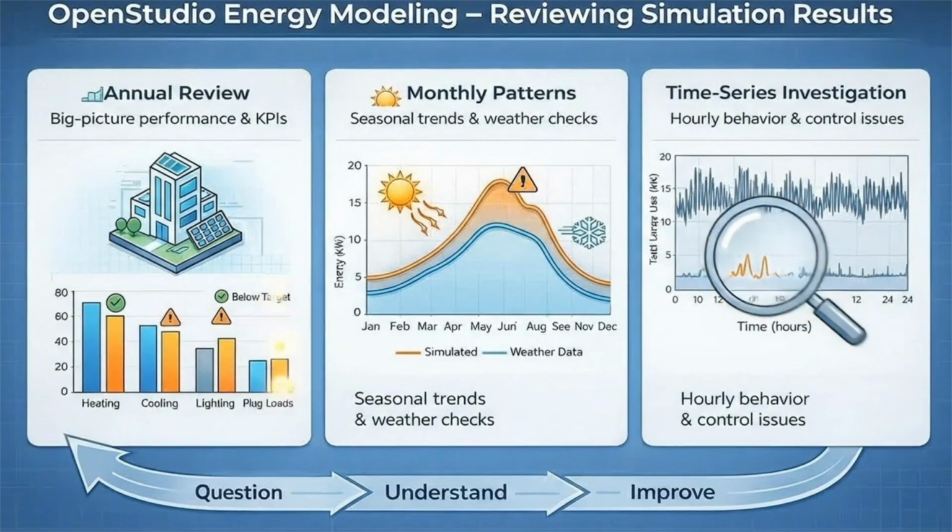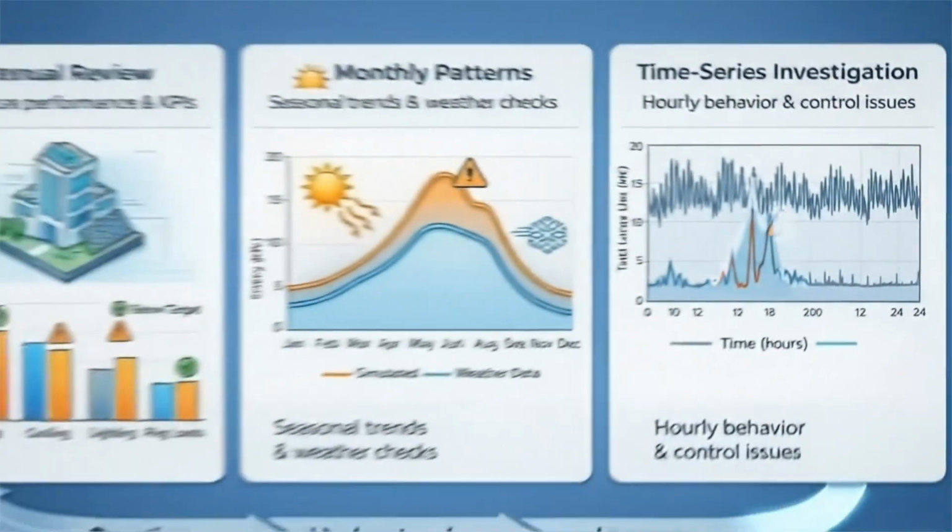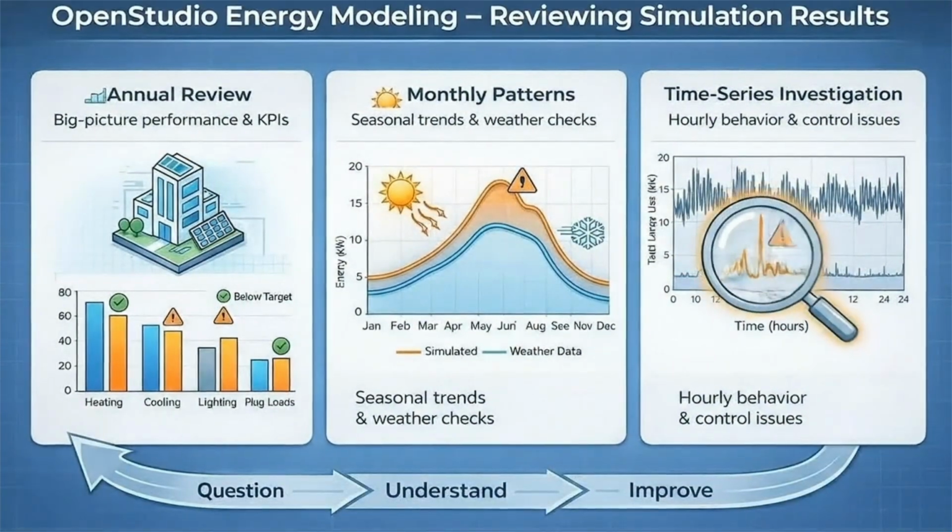At this point, the value of the simulation is not in producing more numbers, but in how we interpret them. Effective energy modeling is a structured, step-by-step process. We start by questioning the results at the annual level, looking for signals that do or do not make sense from an engineering perspective. We then move to monthly patterns to understand seasonal behavior, checking whether the model responds logically to weather, schedules, and internal loads. Finally, we rely on time series data to uncover hidden issues, control problems, unrealistic system responses, or modeling assumptions that do not reflect physical reality.